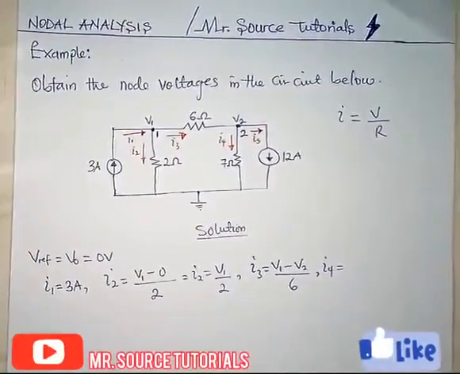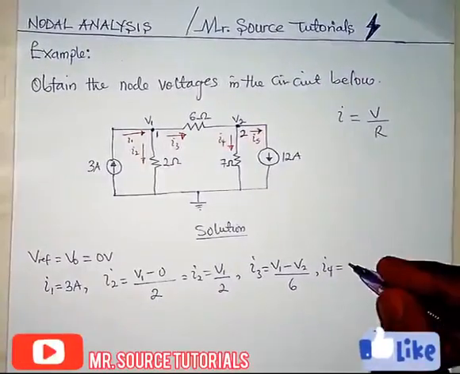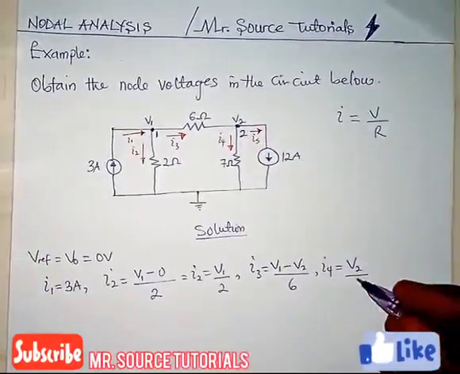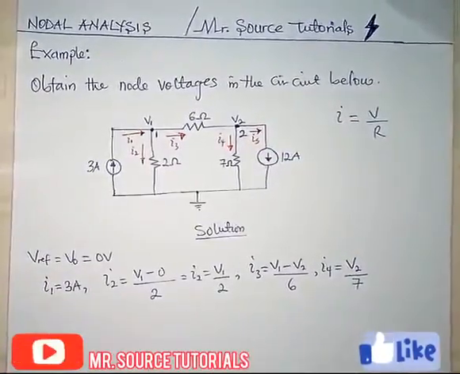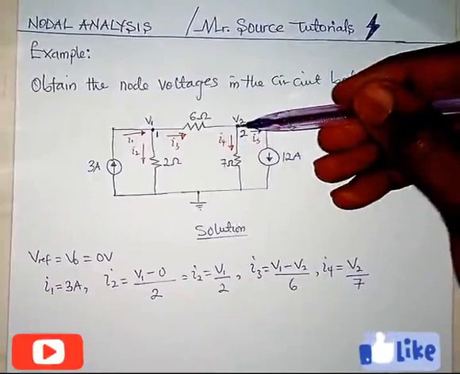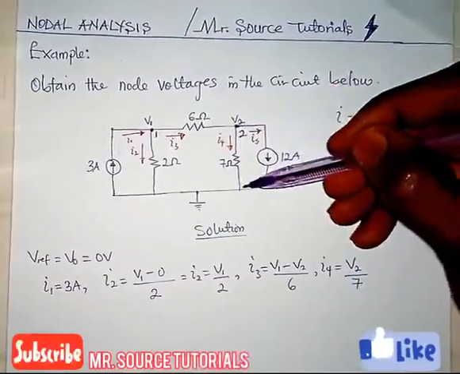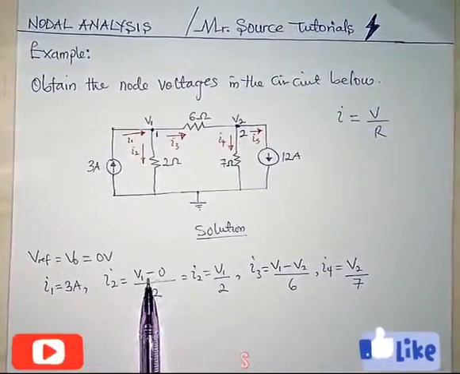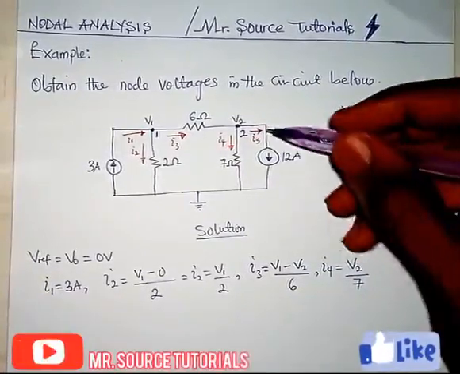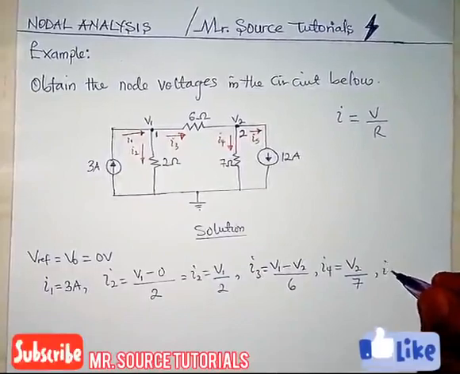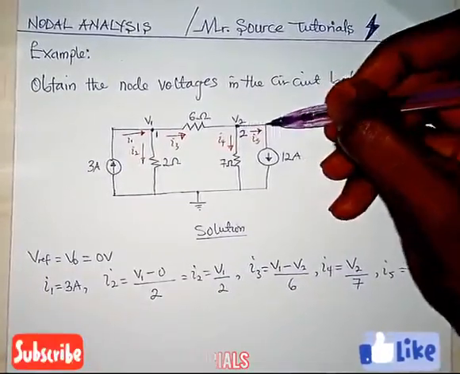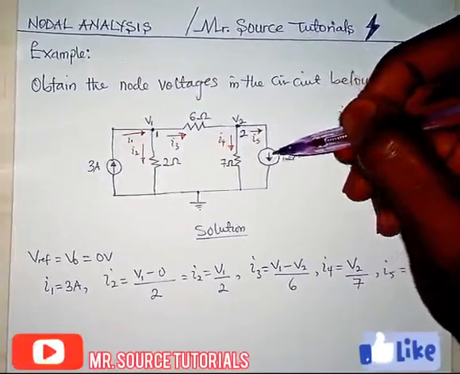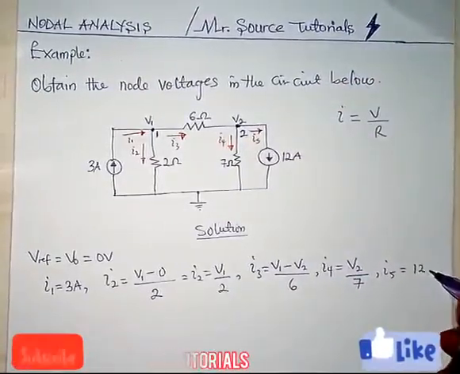This one is I4. I4 is leaving V2, divided by the resistance, which is 7, because this is leaving V2 minus V0, which is 0. That's why I didn't bother to write it again, like what we did here. The last one is I5. I5 is simply this 12 ampere current that's going out of the node. So I5 is automatically 12 amperes.